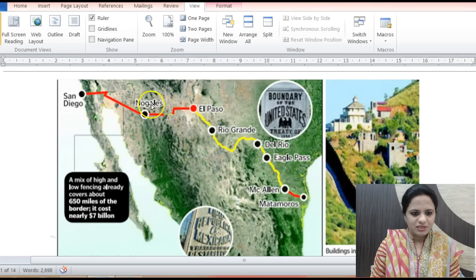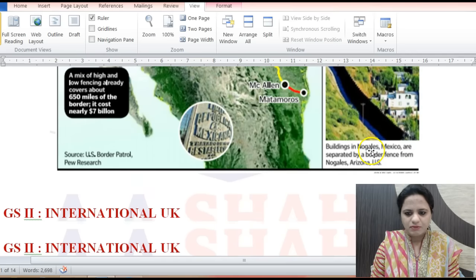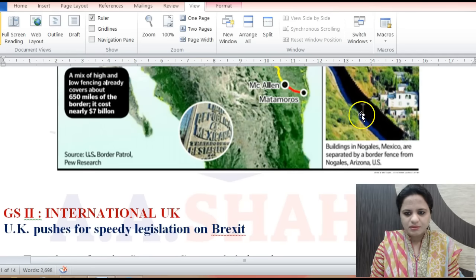Here it is shown, this is the US-Mexico border. This shows how the wall is proposed to be built along it. It would be a mix of high and low fencing, and already about 650 miles of the border has been covered. So this is the wall you can see here. Much of the region here is also private property, so how that aspect would be tackled is another question.